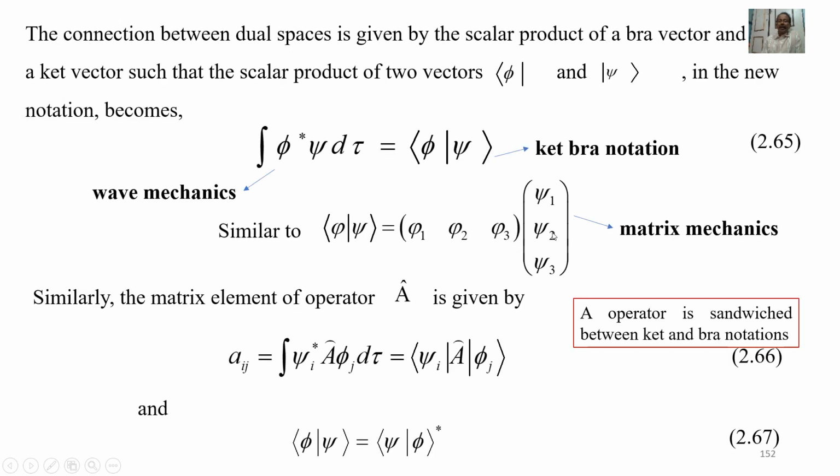And this is called matrix mechanics, in which bra-ket notations exist. We'll get a number. So the answer for this is nothing but a number.